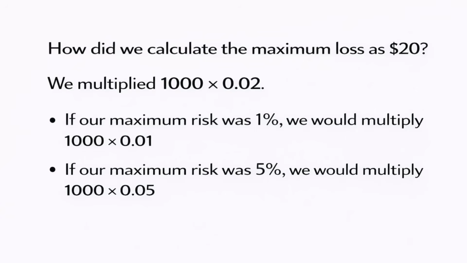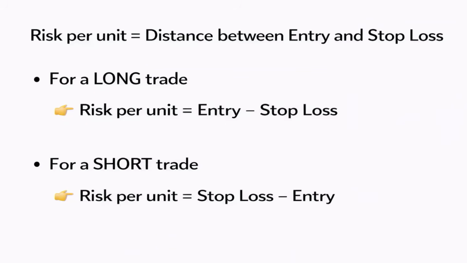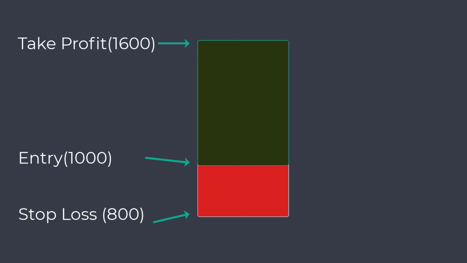How did we calculate the maximum loss as $20? We multiplied 1,000 by 0.02. If our maximum risk was 1%, we would multiply 1,000 by 0.01. If our maximum risk was 5%, we would multiply 1,000 by 0.05. After we find the maximum allowed loss, the next step is to calculate risk per unit.